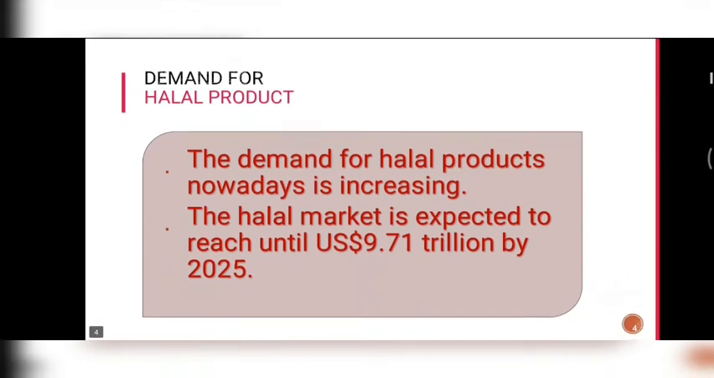And next, demand for halal product. The demand for halal product nowadays is increasing, and the halal market is expected to reach $917.71 trillion by 2025. The world Muslim population is now estimated at 2 billion. The distribution by continent is as follows: Asia 805 million, Middle East 110 million, Africa 300 million, Europe 18 million, and North America 8 million people. The total Muslim population in Malaysia is 16 million.